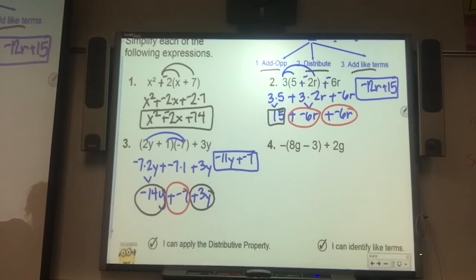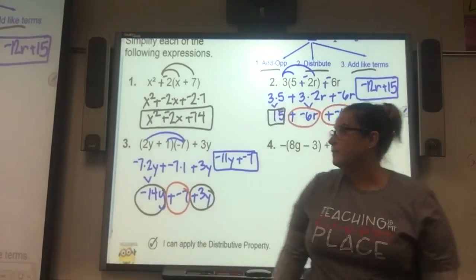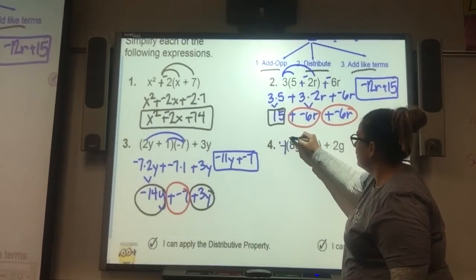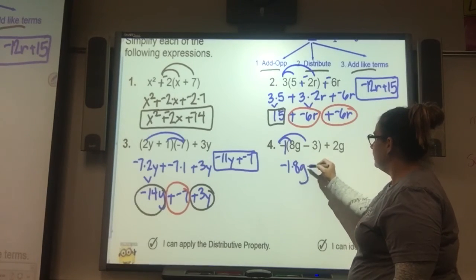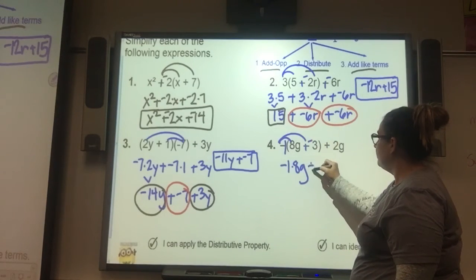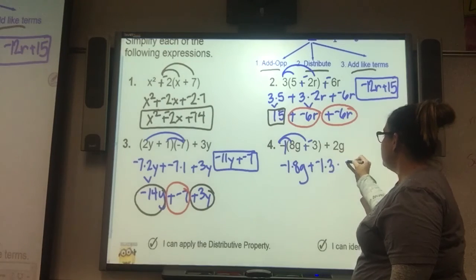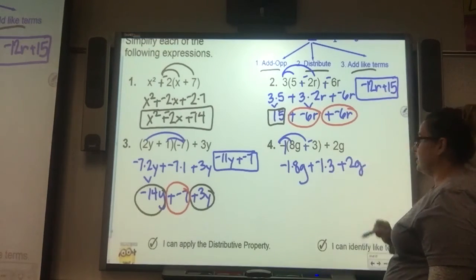And let's go with our last one. So there's no number in front of it, so we're going to assume that that's a 1 in front. Okay, so we're going to put a 1 here. Negative 1 times 8g, if you want to add up, plus negative 1 times 3 plus 2g.